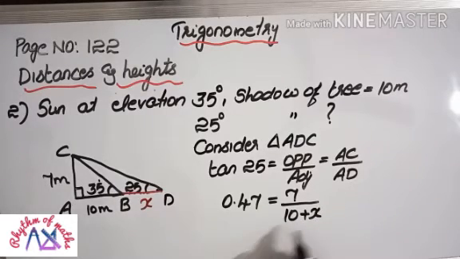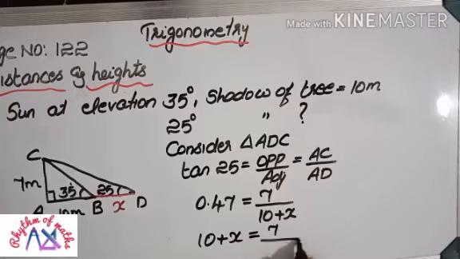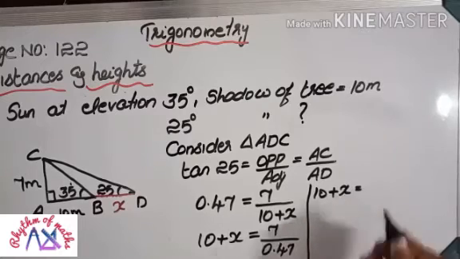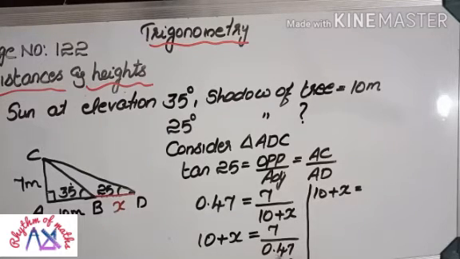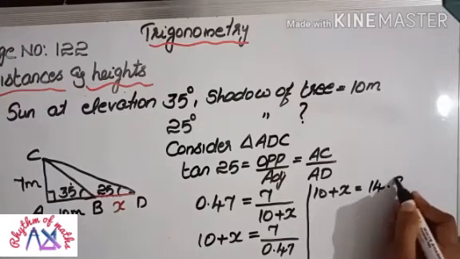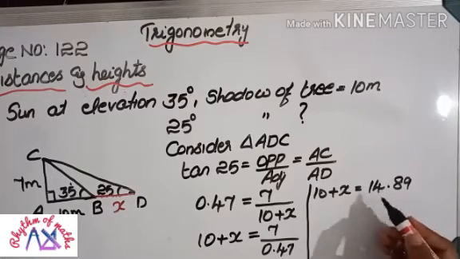Now from this we can find the value of x. Take this 10 plus x to this side. So the answer becomes 10 plus x equals 7 by 0.47. Now in the next step, when you divide 7 by 0.47, you will get the answer as 14.89. This you have to do, try to do just a division. 7 by 0.47, answer is 14.89.